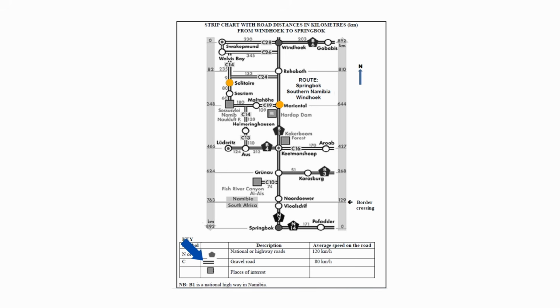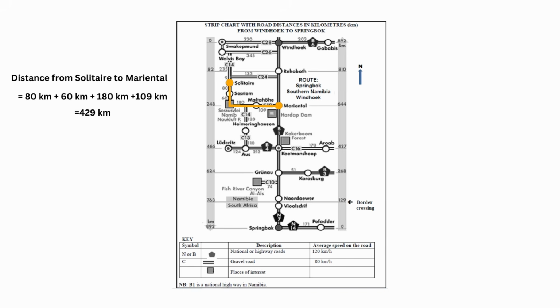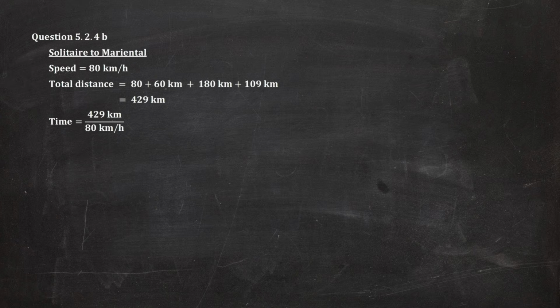From the key given below the map, you will note that the type of road traveled from Solitaire to Mariental is a gravel road. So if Letitia traveled within the speed limit, she traveled at an average speed of 80 kilometers per hour. You will also note that the distance traveled for this part of the journey is 140 kilometers plus 289 kilometers, which gives us a total distance of 429 kilometers. So the average time taken to travel the distance is 429 kilometers divided by 80 kilometers per hour, and this equals a time of 5,3625 hours.